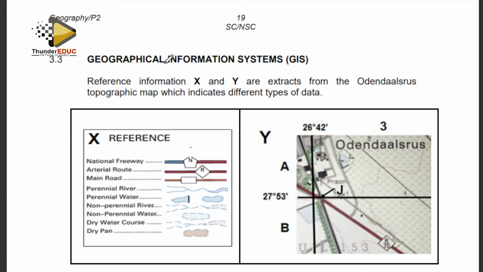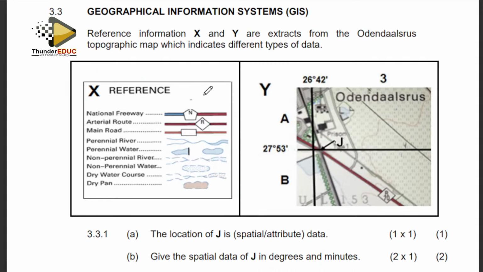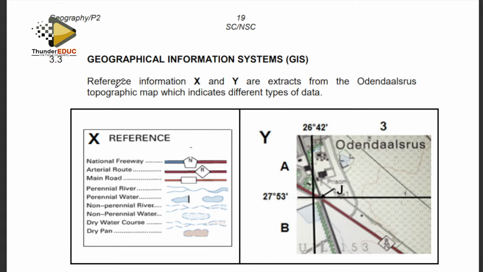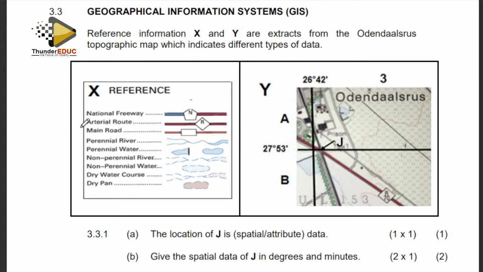Okay, let's look at GIS. This is 8 marks, and guys, I don't want you to take this GIS lightly, because those marks in GIS are for free. We have looked at these things several times. In GIS, we reference information X and Y. These are extracts from Odendaal's topographic map, which indicate different types of data.